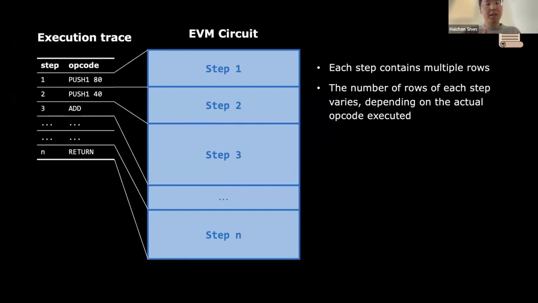So remember, in Halo 2, or actually in PLONK, it's also similar, you have a 2-dimensional matrix. They have different rows and different columns. Here the columns are fixed, but the rows you can allocate differently for each step. So you can think of it as allocating a slot inside the EVM circuit for each step you execute inside the execution trace. The difference, I guess, is that inside Halo 2, we allow each step to contain multiple rows.